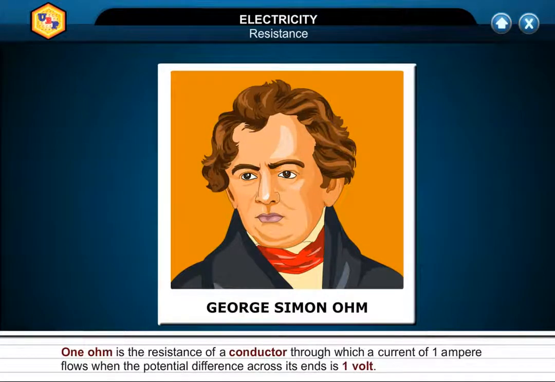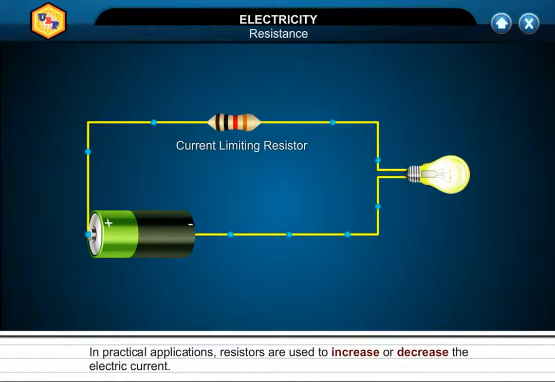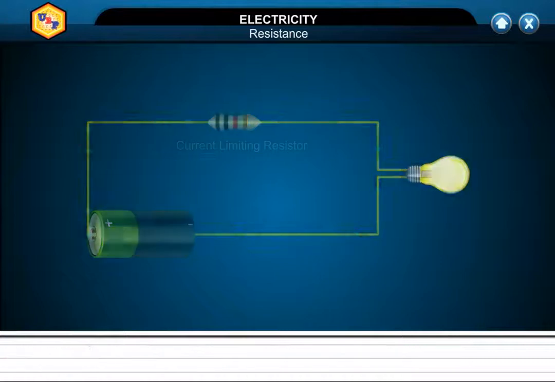Definition of ohm. 1 ohm is the resistance of a conductor through which a current of 1 ampere flows when the potential difference across its ends is 1 volt. Component that is used to resist the flow of electric current in a circuit is called resistor. In practical applications, resistors are used to increase or decrease the electric current.